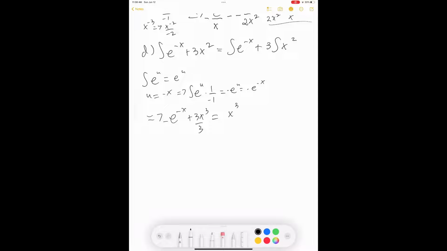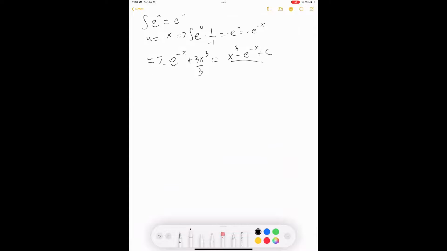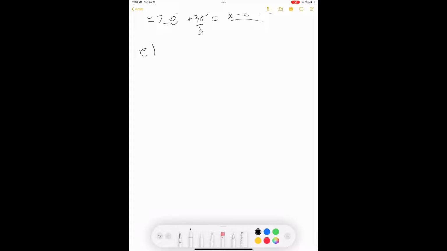So we're going to get negative e to the negative x, x squared is going to go to x cubed, so we're going to have 3x cubed over 3, and we're going to just have x cubed there minus e to the negative x. We got the fifth integral of x sine squared x plus x cubed. We could definitely break this up into 2 integrals because integrating x cubed is pretty easy. That's just going to be x to the fourth over 4.